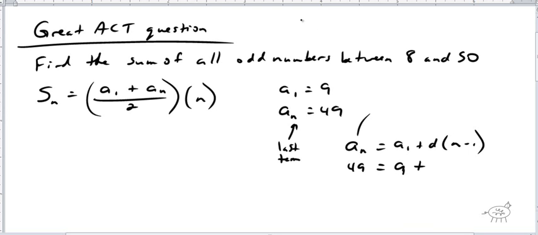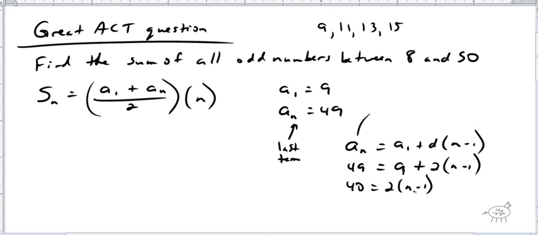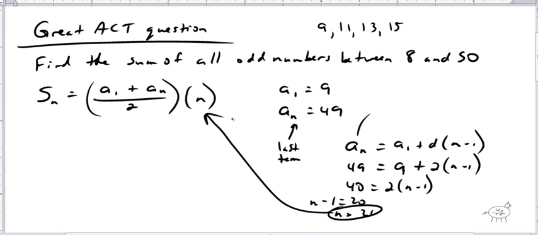Well, let's think about it. It goes 9 to 11 to 13 to 15. Isn't d 2? In fact, if it was even numbers, wouldn't it still be 2? So it is. It's 2 times n minus 1. So subtract that over, and I get 40 equals 2 times n minus 1. Divide by 2, I get n minus 1 equals 20, so n equals 21. Pretty sweet. Now I have all the information.